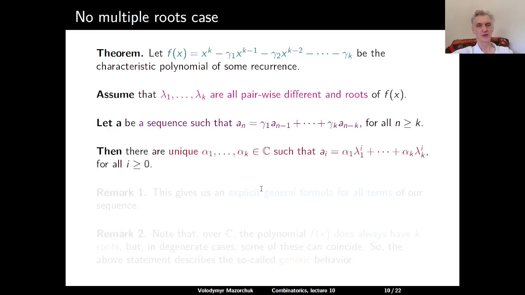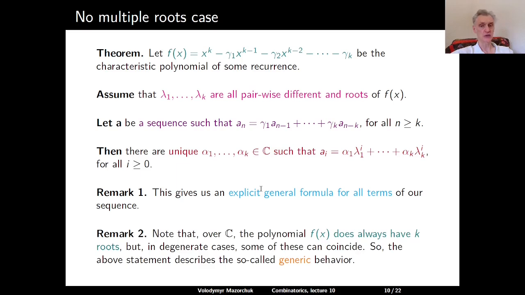Then there are unique complex numbers alpha 1 and so on alpha k, such that for all non-negative i, the term a_i of our sequence equals alpha 1 times lambda 1 to the power i, plus and so on, plus alpha k times lambda k to the power i. So this gives us a very explicit general formula for all terms of our sequence.